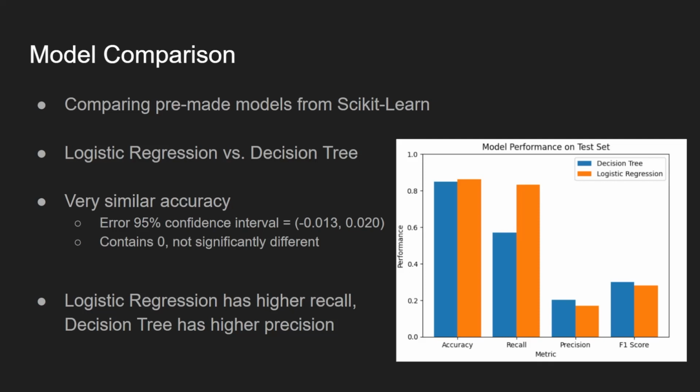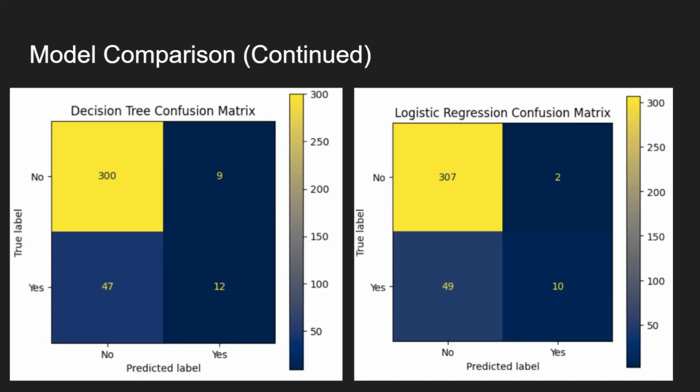So just to show a little bit more of the outputs from these models, here is the confusion matrix for decision tree and logistic regression. And you can see that for the decision tree, the top right box has a 9, and for the logistic regression, the top right box has a 2. That means that the decision tree had a few more false positives than the logistic regression.